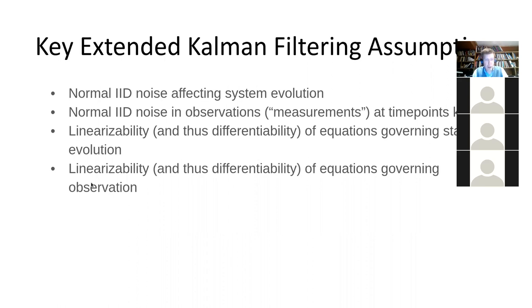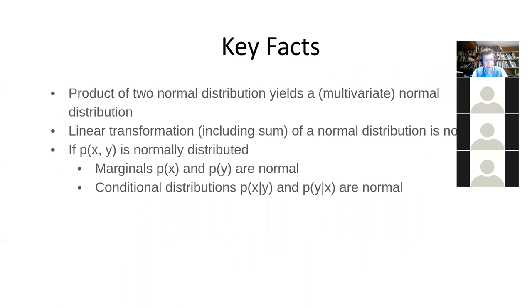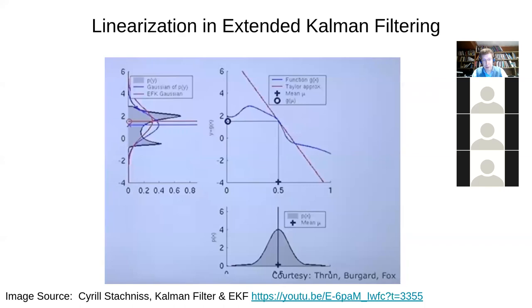And then it assumes linearizability as well. This is an issue I noted last time. It can be a barrier for certain types of models, like agent-based models, which you can't linearize effectively. Okay, and I noted last time it takes advantage of some nice properties associated with normal distributions.